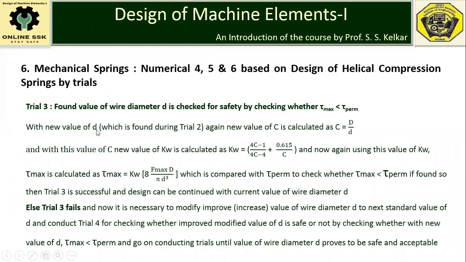Now using that wire diameter d, which was found in trial number 2, a new value of C is calculated as D upon d. Using that new value of C, a new value of Kw will be calculated and tau max will be calculated. Now here we have to check whether this tau max is smaller than tau permissible. If it happens so, then we declare that trial number 3 is successful and wire diameter d, which was found during trial number 2, is safe and acceptable. Rest of the design will be based on this value of wire diameter d.